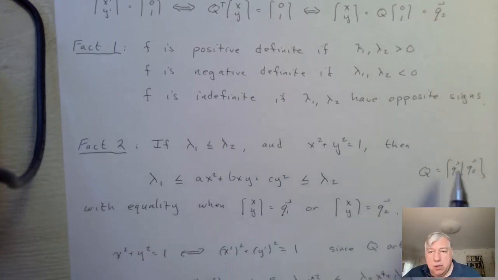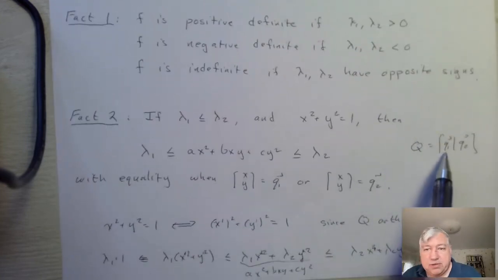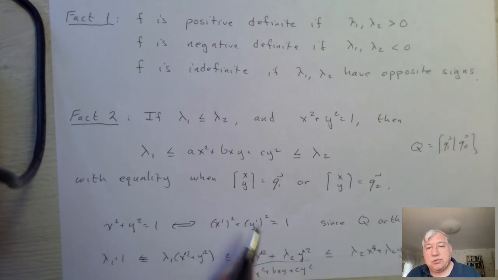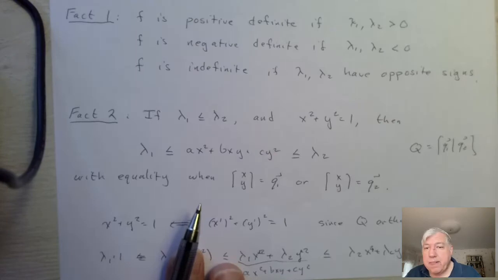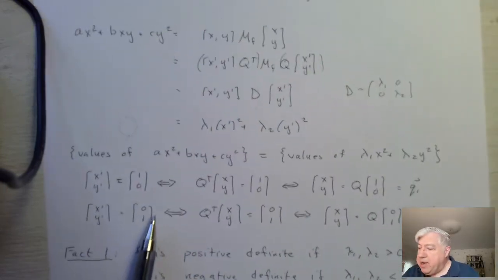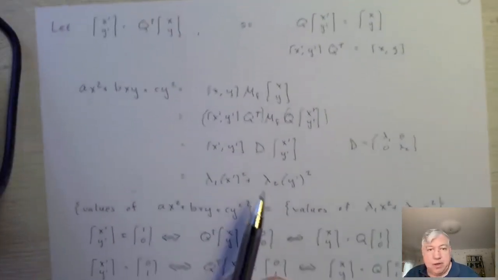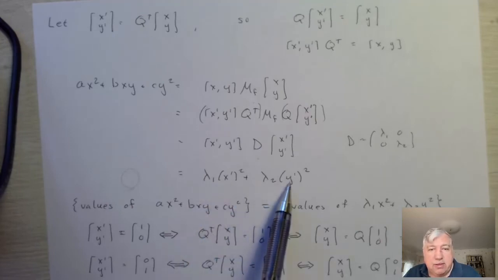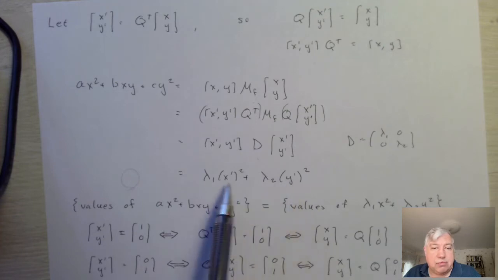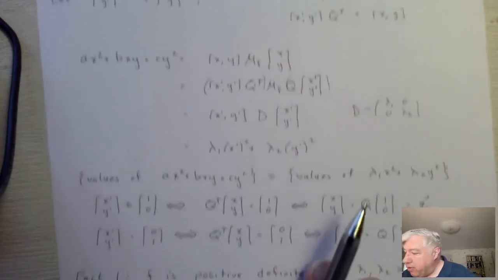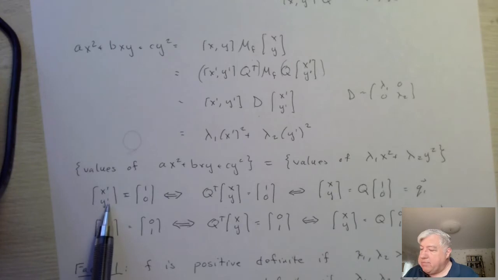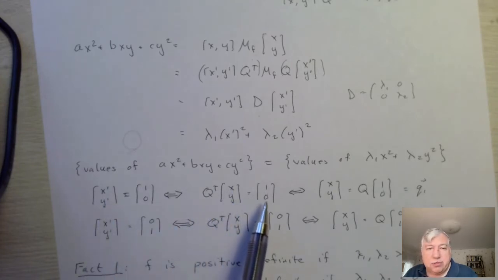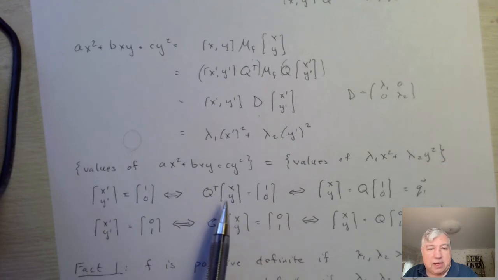For Q, this is the eigenvector corresponding to lambda 1, and this corresponds to lambda 2. So we can see, going back up here, that we can get lambda 1 when x prime is 1 and y prime is 0. That will give us lambda 1. Well, when will that happen? That x prime, y prime equals 1, 0 if and only if Q transpose times (x, y) equals (1, 0). That's how we defined x prime, y prime.